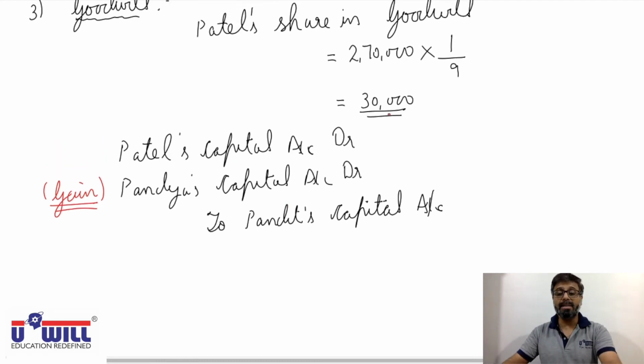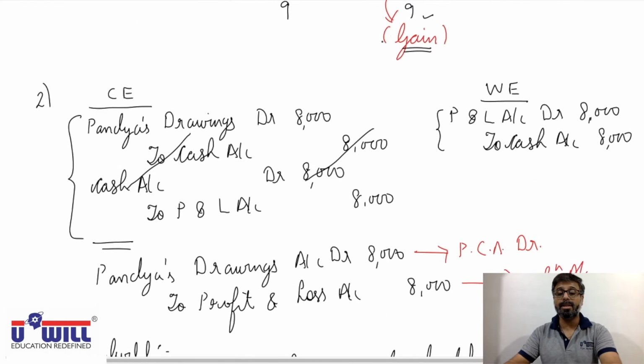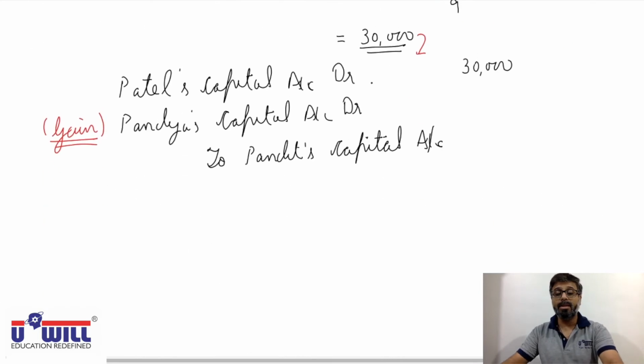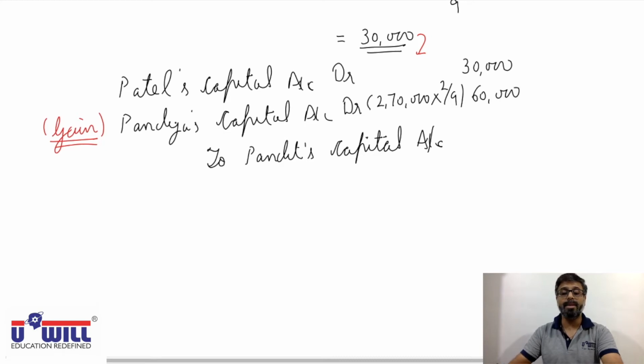Patel's amount we already obtained, this 30,000. Now regarding Pandya's capital, goodwill is 2,70,000 and Pandya's gain is 2/9. Here you can see 2/9 is the gain of Pandya. So even Pandya will give goodwill to Pandit. 2,70,000 into 2/9, 60,000. Why will Pandya give to Pandit? Because after the admission of Patel, Pandya is also gaining. So Pandya also has to give a share of goodwill to Pandit, who is the only partner who is sacrificing.